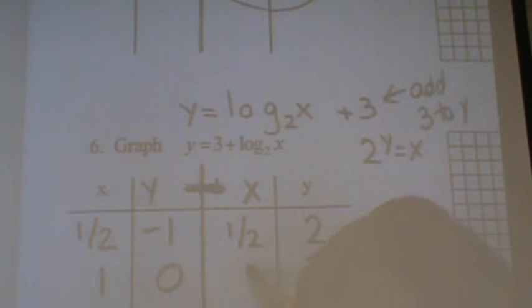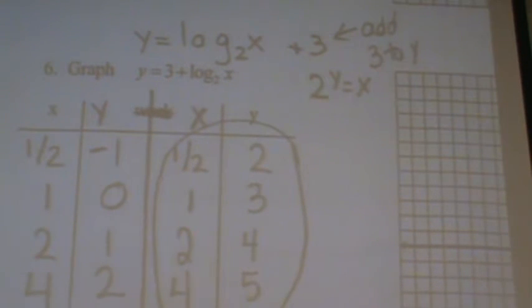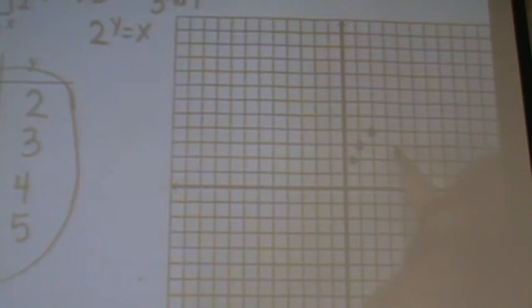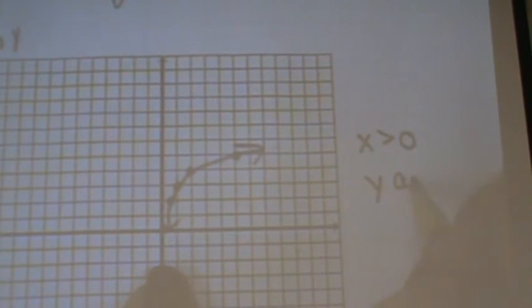What do we do with our x's? Keep them the same. So we are shifting our graph 3 units up. It's not going to change the domain and the range of your parent function. Only when it shifts left and right does it. So over a half up 2, over 1 up 3, over 2 up 4, and over 4 up 5. And this is what this thing looks like. So for this one, your domain is x is greater than 0, and your range is all real numbers.